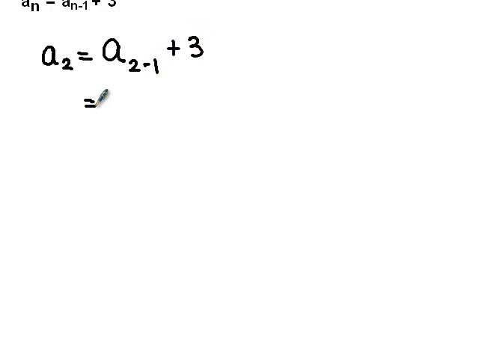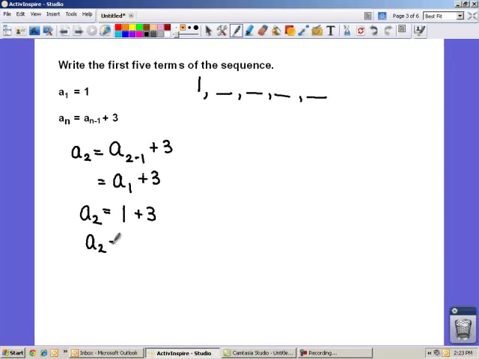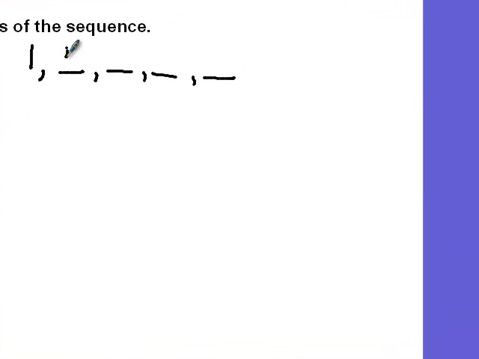And if we simplify this, we have A sub 1 now, because it's 2 minus 1 plus 3. We know what A sub 1 is. It's 1, so we're going to plug that in. And so A sub 2 is going to equal 1 plus 3, which is 4. And so 4 is the next term. And now we're going to do the same thing. Now we need A3.